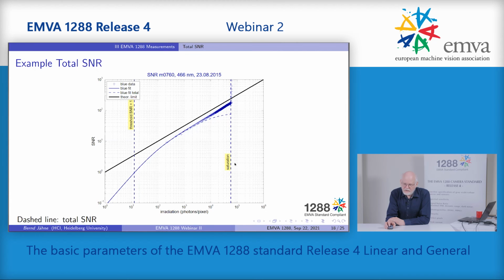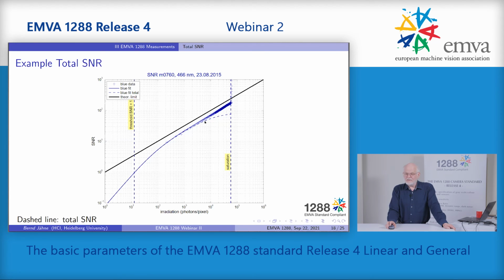There is, of course, a saturation threshold up here. And from the ratio of these both things, you immediately get what is called the dynamic range. So what is the smallest intensity and what is the largest intensity I can measure. And in addition, you see this dashed line. This is a total SNR.